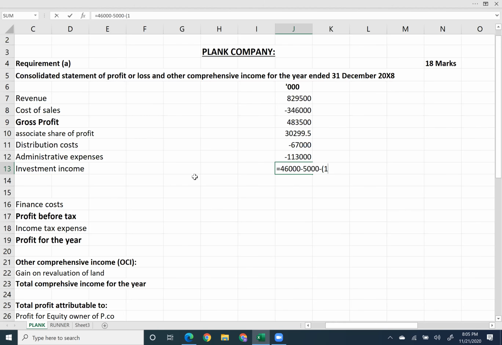Let's do dividend income. 18,000 subsidiary dividend, 18,000 times 0.85. You remember, I have removed the subsidiary dividend. Then the associate dividend was, I think, 35,000 times 35%, so 35,000 times 0.35. We have removed the associate dividends as well.